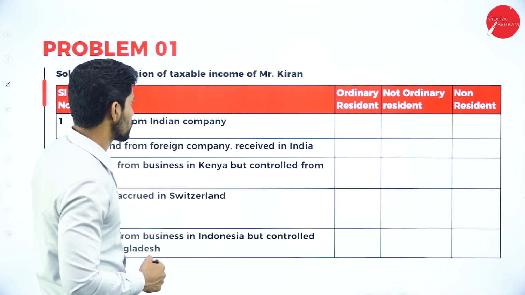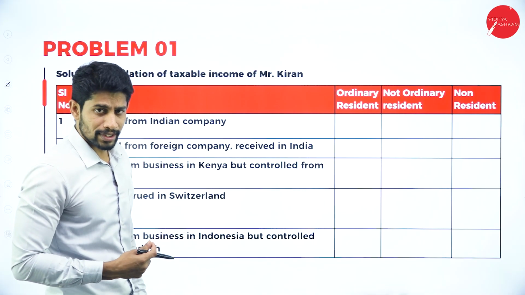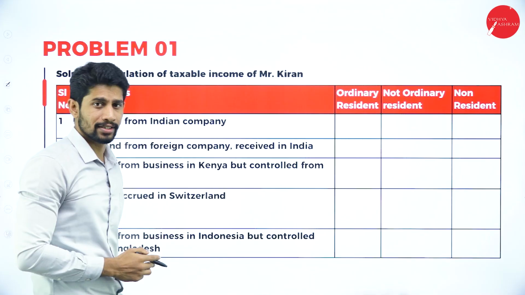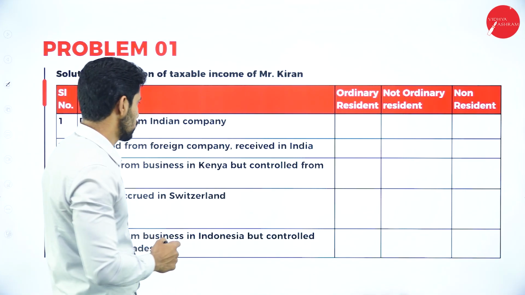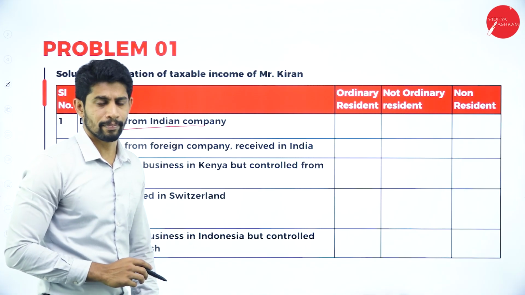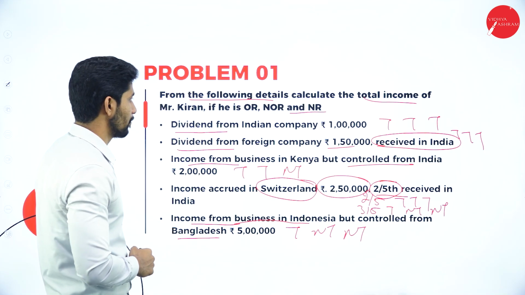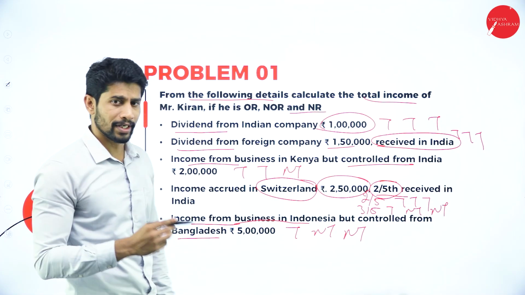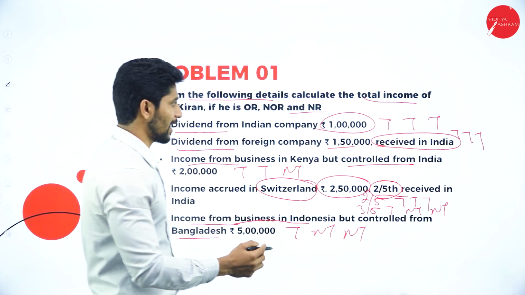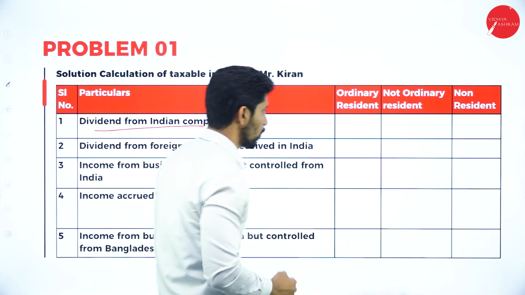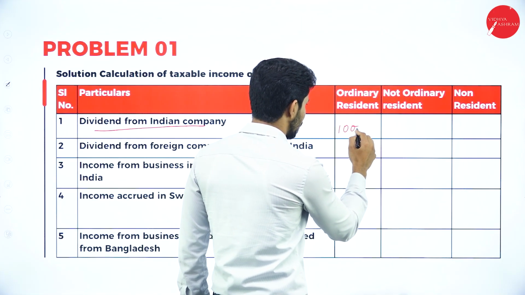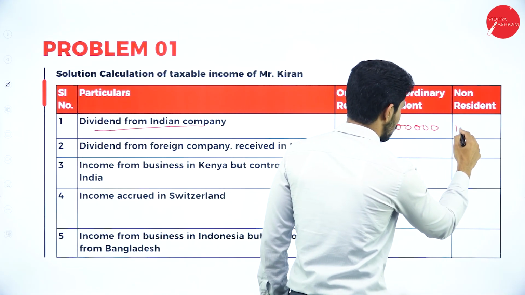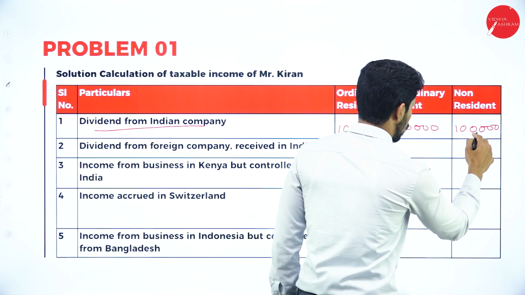Okay, so we will solve the problem. Calculation of taxable income of Mr. Kiran. Particulars: ordinary resident, not ordinary resident, non-resident. This is the column you are supposed to use. First one, dividend from Indian company, the amount is 1 lakh. It is an Indian income, so it is taxable in all the three heads. So you write 1 lakh, 1 lakh, and 1 lakh here also.